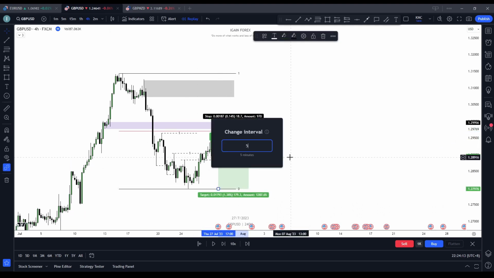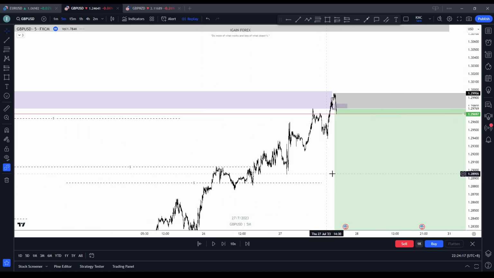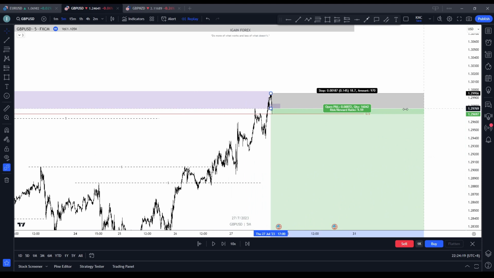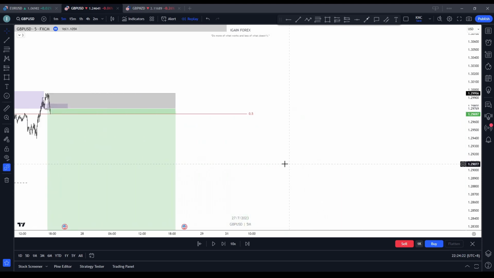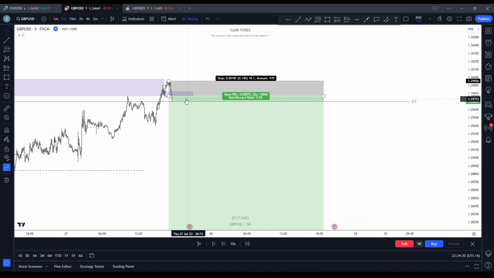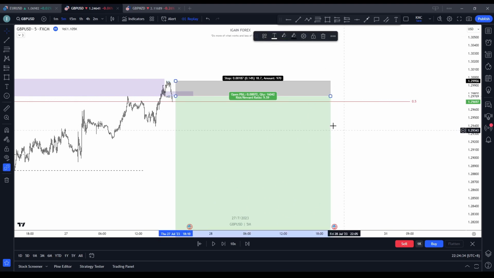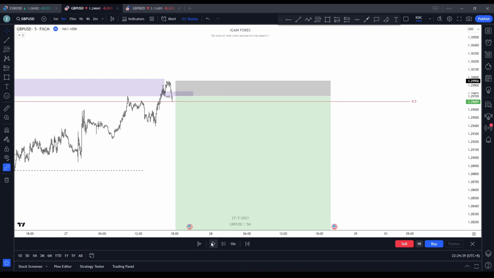There. Let's go back to 5 minutes. So as you can see here, we have a risk reward ratio of 9.59 compared to the basic. Okay, let's move here. Compared to the basic trading plan, let's see what will happen to the market.